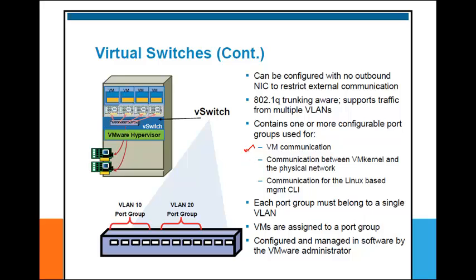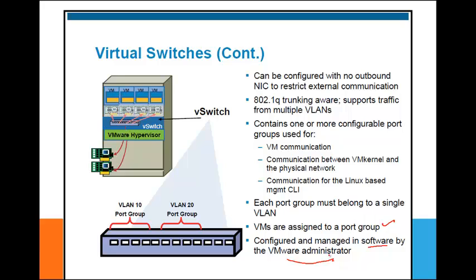We have to assign these VM NICs to different VLANs, and we need to put them there for a purpose. This VLAN is for VM communication. This VLAN is for kernel and physical network communication. This is for the management purpose. So we have to assign it. It's a good practice to have them in different VLANs. If you put them in the same VLAN, they also work, but it's not really good. So each VM must belong to a single VLAN. VMs are assigned to the port groups, configured and managed in software by the VM administrator.